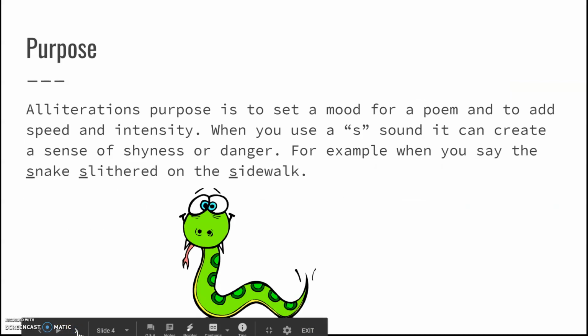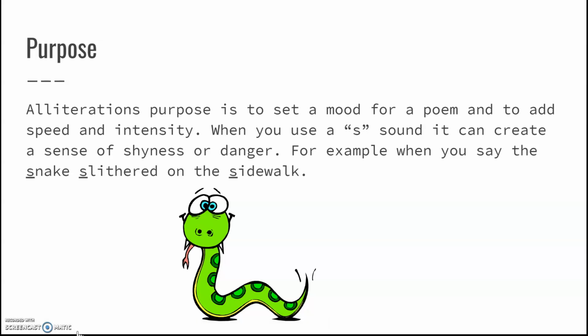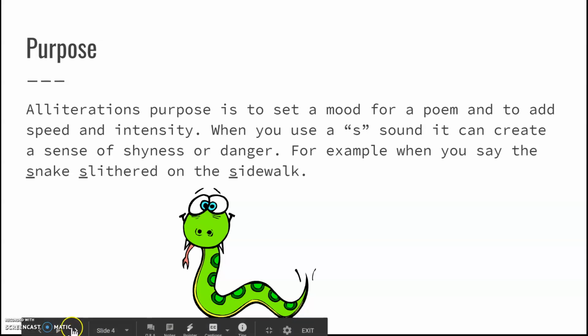So now what do we use alliterations for? Alliterations are to set a mood for a poem and to add speed and intensity. When you use an S sound, it can create a sense of shyness or danger. When we hear the sentence, "The snake slithered on the sidewalk," it gives us a sense of danger.